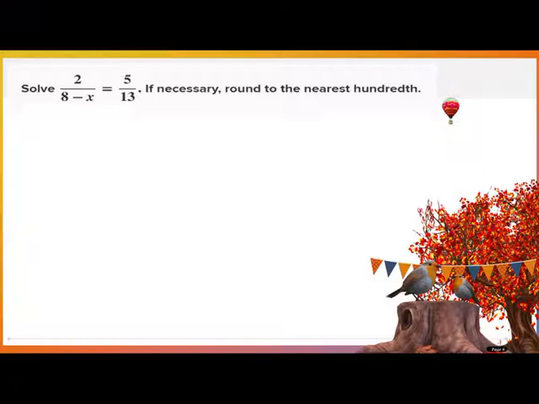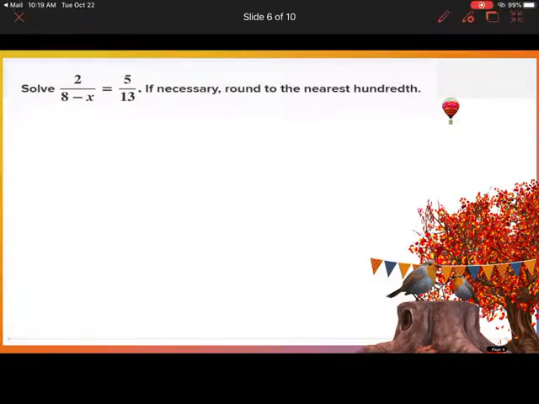So I'm going to do this by doing cross multiplication here, and I will set them equal to each other, just like we had. So I'm going to take 5, and if I'm multiplying it by the whole quantity, 8 minus x, then I have to put that in parentheses. Equals 2 times 13, which is 26.